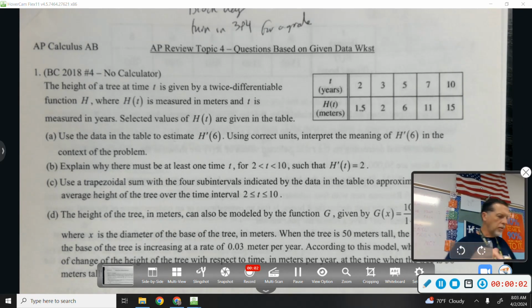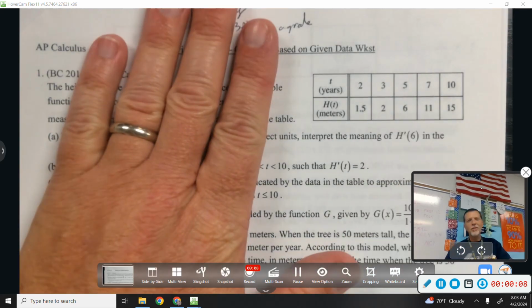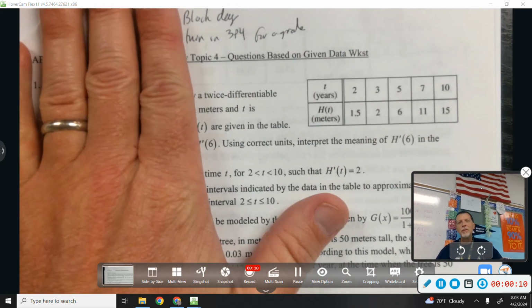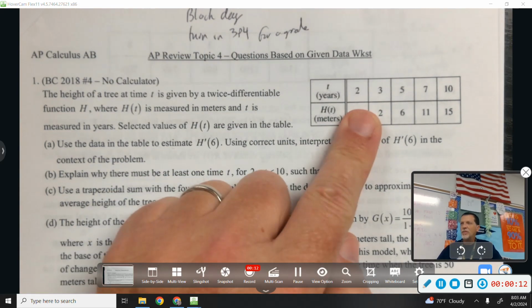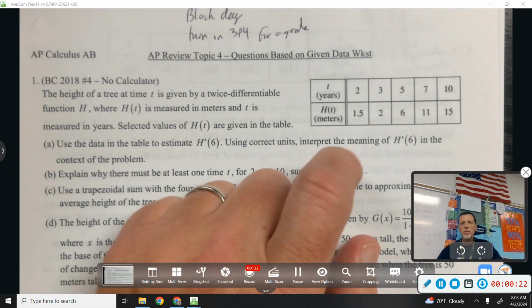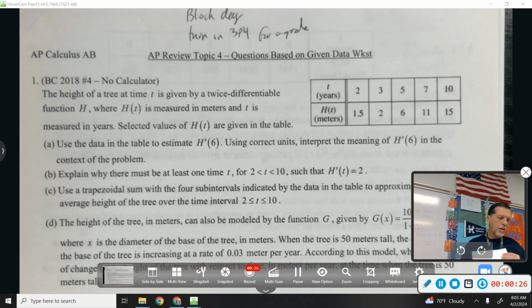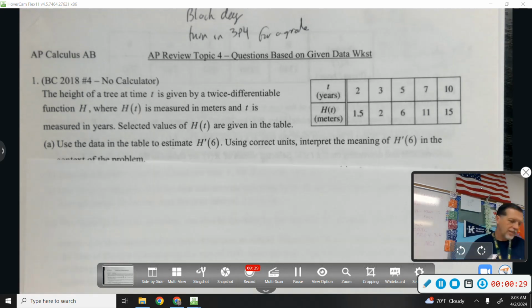Topic 4, number 13, or number 1 on topic 4. I see a table, so already, even before I read this problem, I'm thinking I can approximate derivatives with the table. I can do rectangles or trapezoids, like Riemann sums. That would approximate integration. So let's see what they want me to do. And my guess is probably both, if I had to guess.